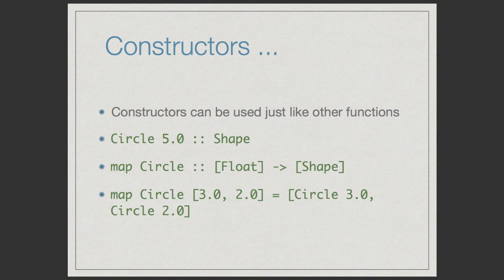These constructors can be used just like any other function. For instance, circle can be invoked on the input 5.0 to give a shape. You can map the circle function over a list of floats to get a list of shapes. For instance, map circle on the list 3.0 and 2.0 will give you the list consisting of circle 3.0 and circle 2.0.